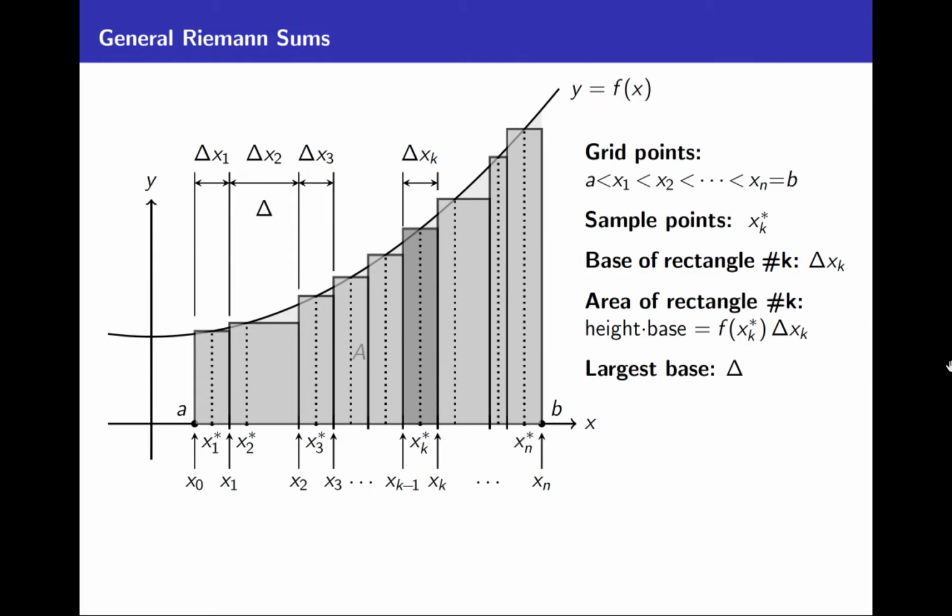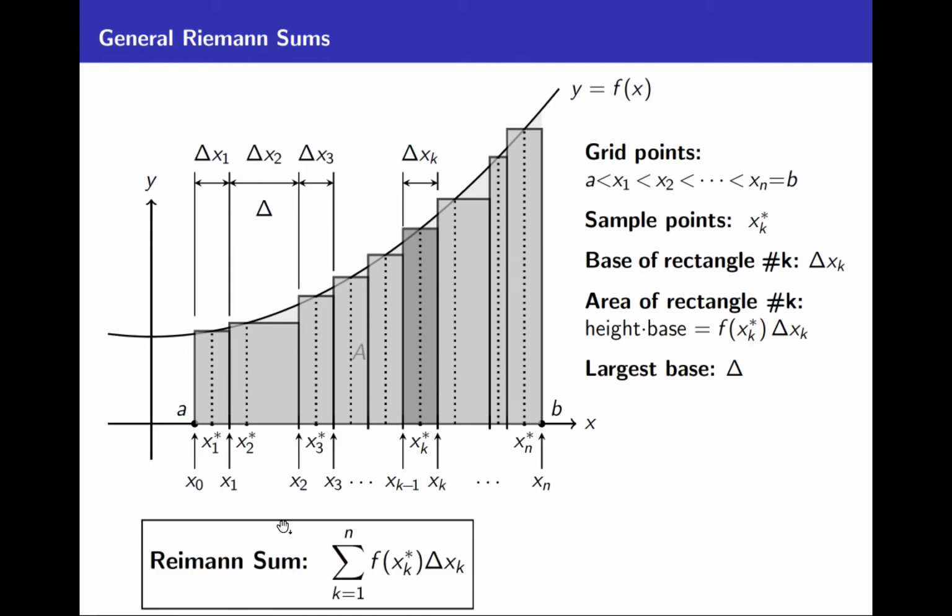Okay, now we're ready to state what the Riemann sum is in this situation. The Riemann sum, like before, is just the sum of base times height of all of your rectangles. And the base of your kth rectangle is delta x sub k, and your height is f of x sub k star. So the Riemann sum is the sum from k equals 1 to n of f of x sub k star times delta x sub k.